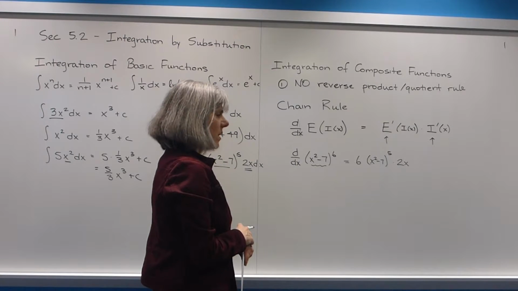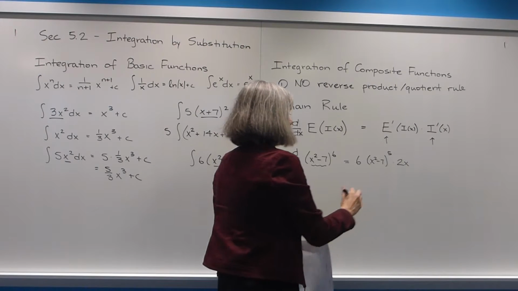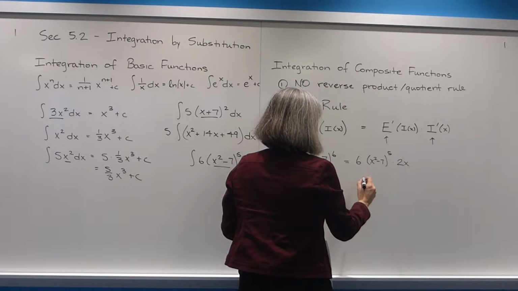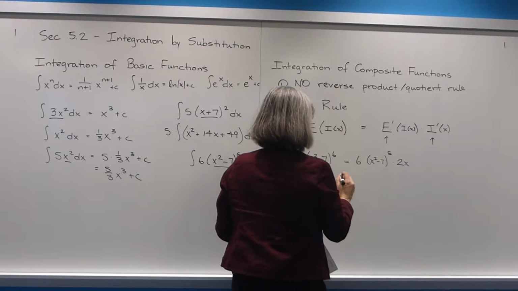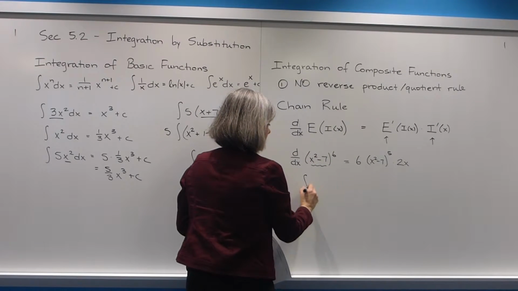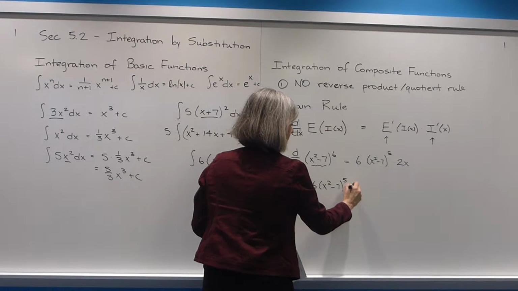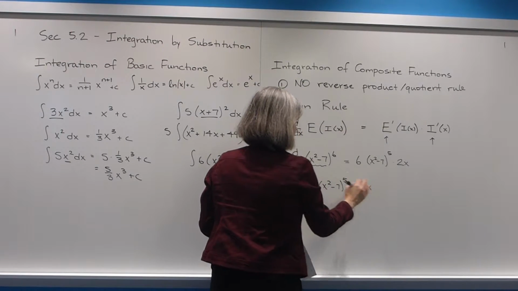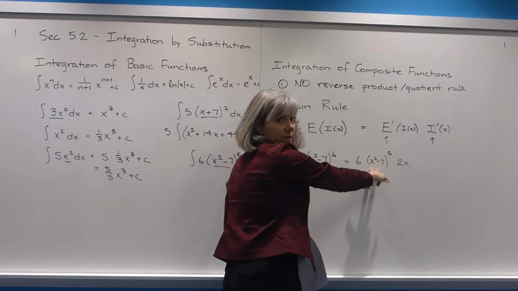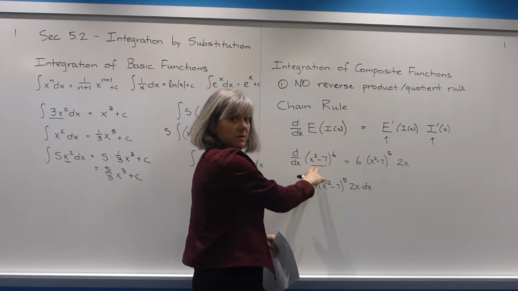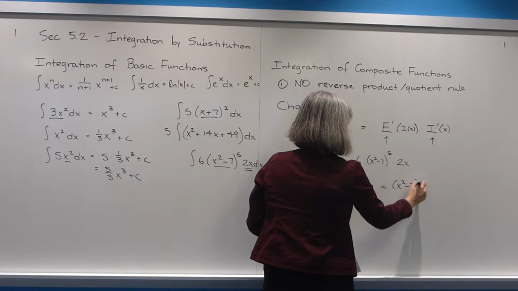Okay, so if the derivative of this is this, if I start with, I'm running out of space. If I start with the integral of 6 times (x squared minus 7) to the 5th times 2x dx, if the derivative of this function is this, then the antiderivative of this function is this. So this one is that.